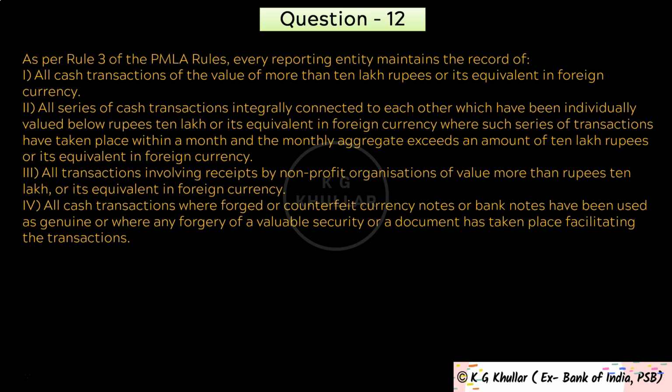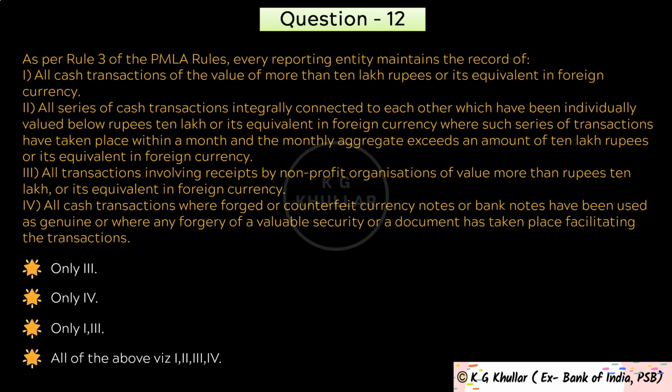Next question is, as per rule 3 of PMLA, every reporting entity maintains the record of, first statement is all cash transactions of value of more than Rs 10 lakhs or its equivalent in foreign currency. Then second statement is all series of cash transactions integrally connected to each other which have been individually valued below Rs 10 lakhs or its equivalent in foreign currency where such series of transactions have taken place within a month or the monthly aggregate exceeds an amount of Rs 10 lakhs or its equivalent in foreign currency. Then third statement is all transactions involving receipts by non-profit organizations of value more than Rs 10 lakh or its equivalent in foreign currency. And last statement 4 is all cash transactions where forged or counterfeit currency notes or bank notes have been used as genuine or where any forgery of a valuable security or a document has taken place facilitating the transactions. Now friends, these answer choices are also given to you.